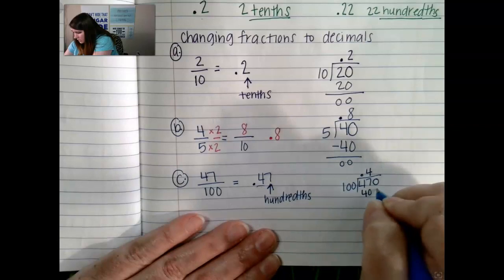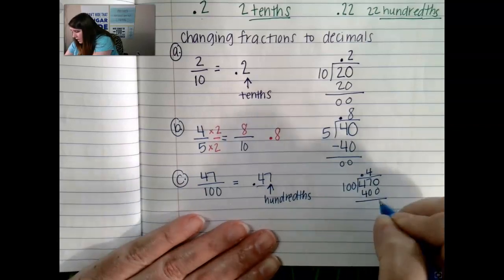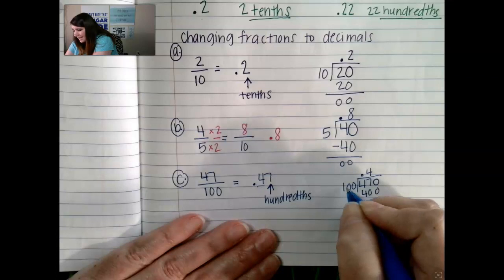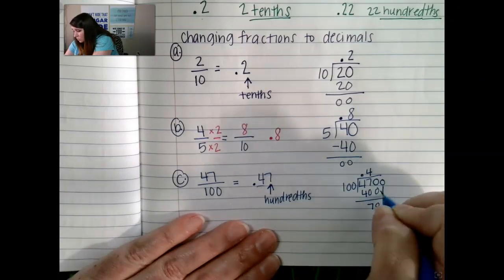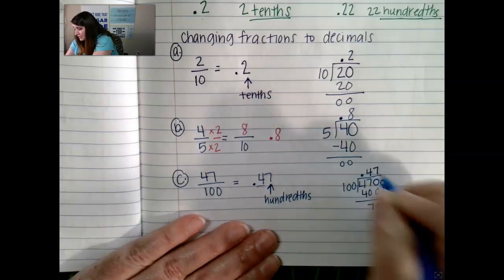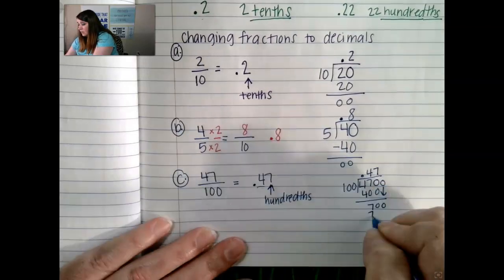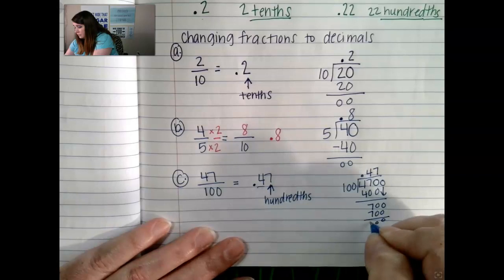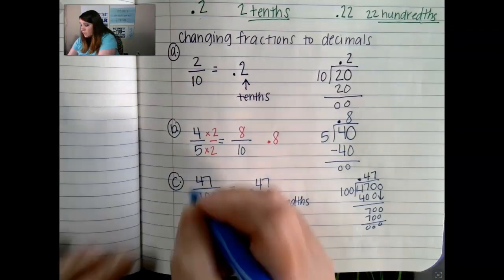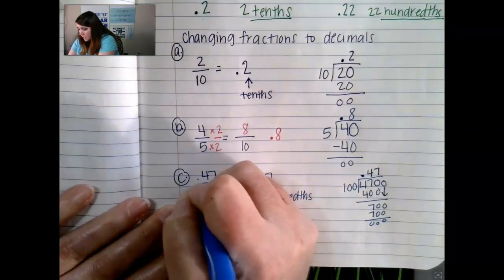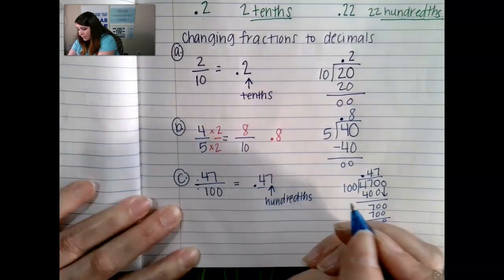400 spots. Okay, so then I would just subtract. Well, it cannot go into 70, but it can go into 700 7 times. And that gives us 700, which gives us 47 hundredths. So you can use this division, this line right here, as a divided by line.